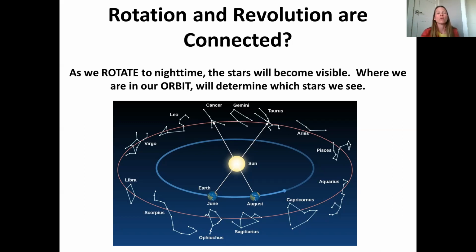So as we rotate around our axis to get to nighttime, the stars will become visible in the sky to us. Where we are in the orbit, or where we are in our revolution around the sun, will determine exactly which stars we see. So we're only able to see Virgo or Leo or Cancer at certain times on our revolution around the sun.